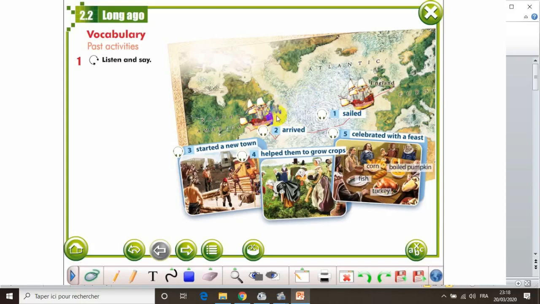Alright, you listen and you repeat. Before this, let's see this. This is an ocean. This is the ocean, المحيط. Atlantic Ocean. Now you listen and you repeat. And we see what is this picture about.